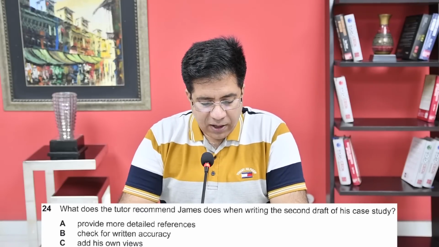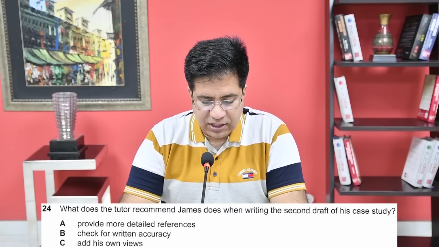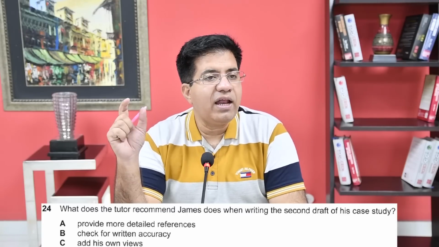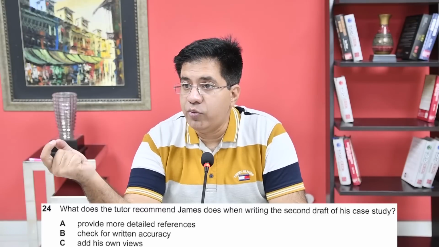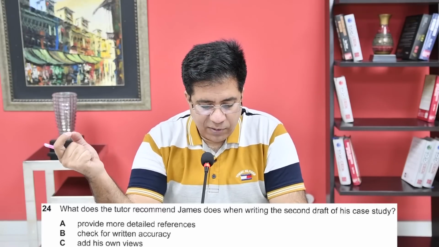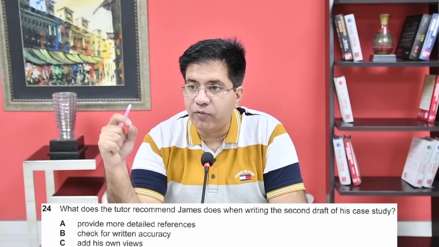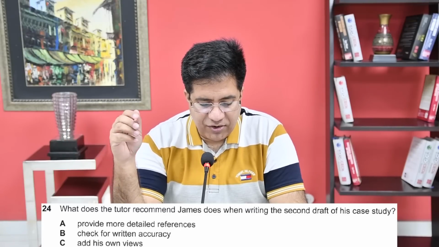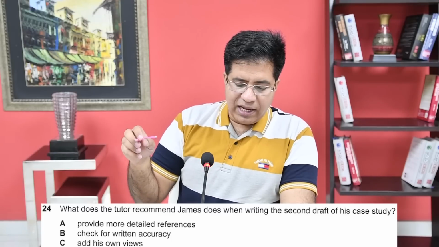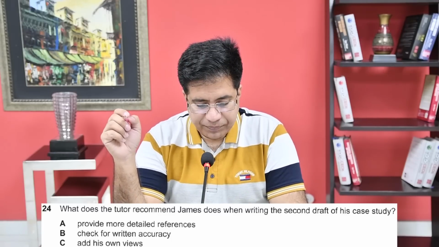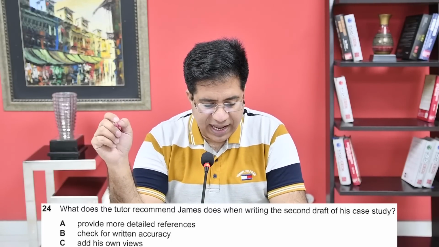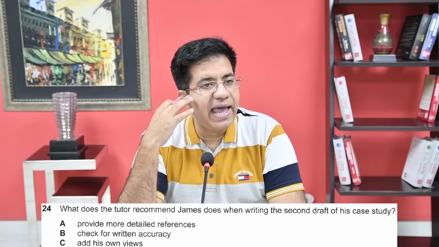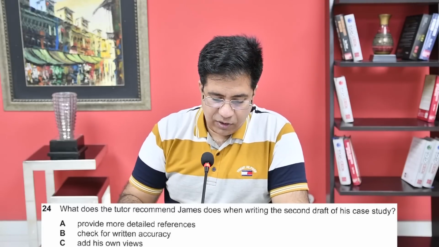Question number 24. What does the tutor recommend James does when writing the second draft of his case study? When he writes the second draft, what should he do? Option A, provide more detailed references, means provide more detail. Option B, check for written accuracy, underline written accuracy. In option A, underline more detailed reference. In option B, underline written accuracy. And option C, add his own views. Add his own views means add his own opinion. Okay, so let's see.